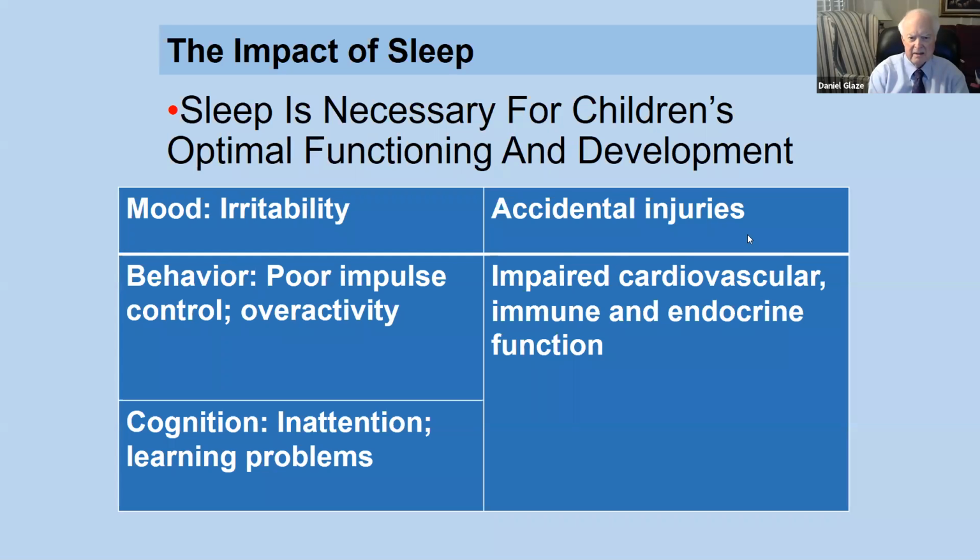And again, sleep impacts on all systemic functioning of humans. And so poor sleep can lead to impaired cardiovascular function, poor immunological response, and endocrine dysfunction as well. Next slide.